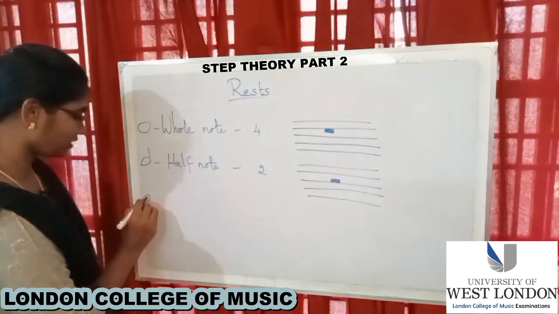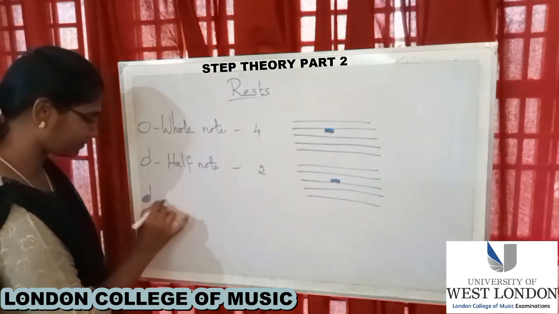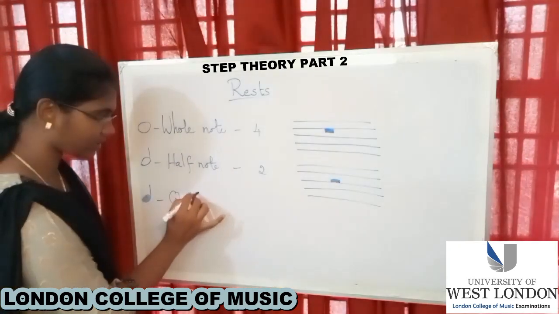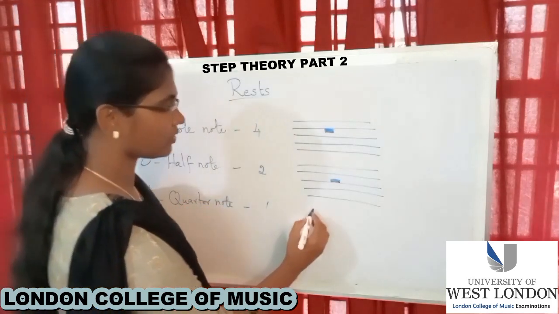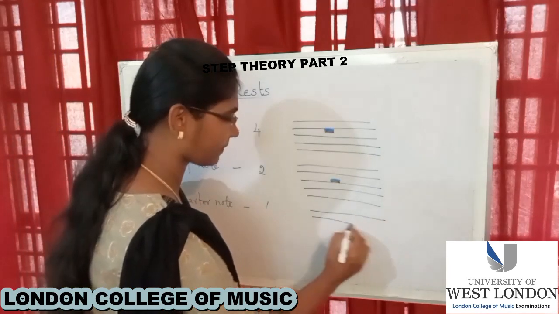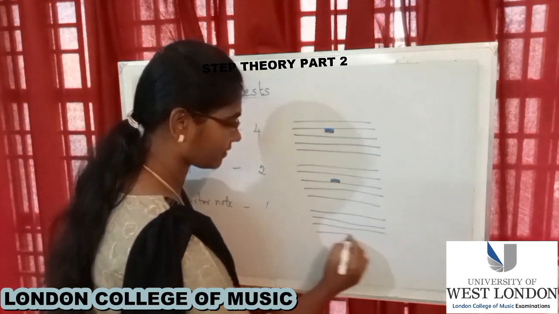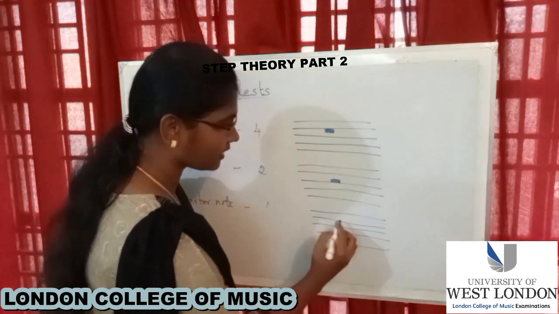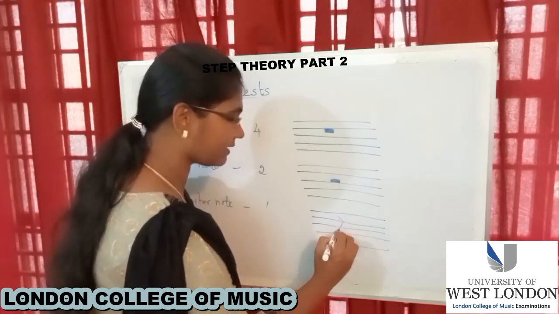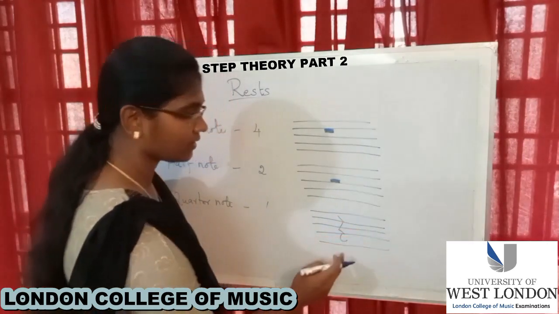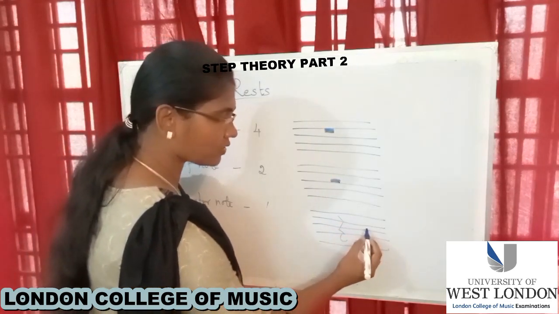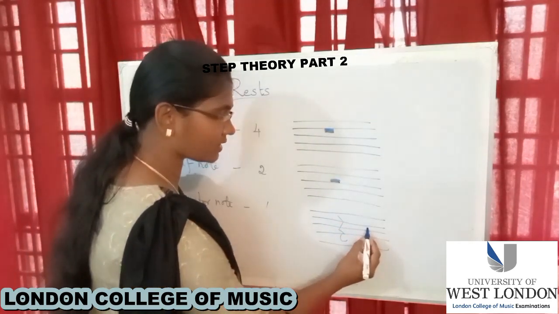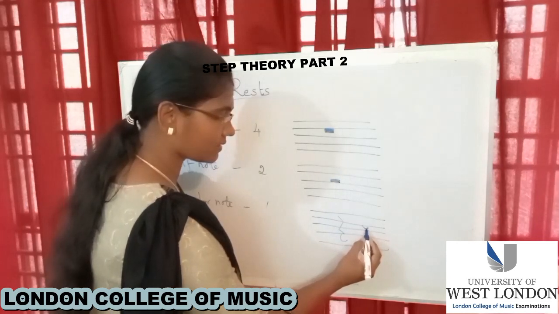Come to the 3rd note, quarter note. How many counts for the quarter note? 1 count. So the rest of the quarter note, okay, it looks like a lightning. Okay, 1 count rest or quarter rest. We can use another rest also for the quarter rest. Okay, this is our quarter rest.